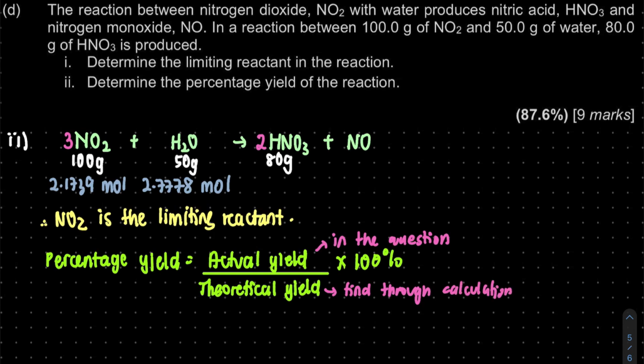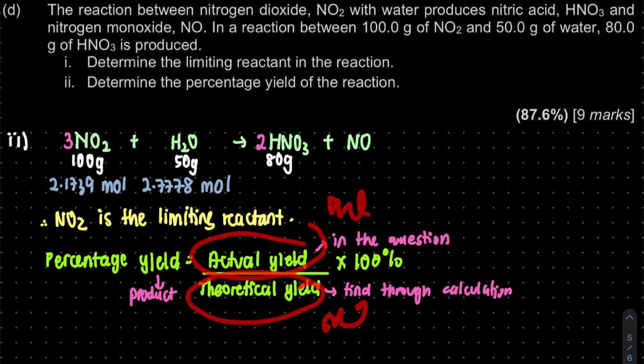Based on the information given, actual yield is the one that is given in the question. The question gives you 80 gram of HNO3. HNO3 is not your reactant, it's actually your product. The yield itself is specifically for the product only. Yield means the product itself. Usually the yield is something tangible, something that you can see. It's either in gram or in ml. So if the question gives you actual yield in gram, this one you have to find in gram. If the actual yield is given in ml, this one you have to find in ml.